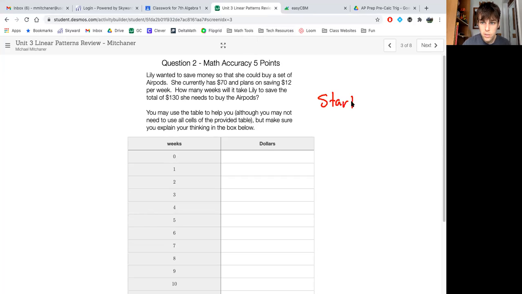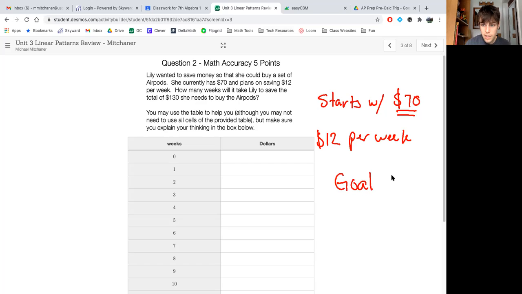So she starts with $70, okay? She plans on saving $12 per week. So $12 per week. That's how much she's going to save additional to what she has in the beginning. How many weeks until she has a total of $130 she needs to buy the AirPods? Okay, so her goal is going to be $130. That's what she's trying to get to.